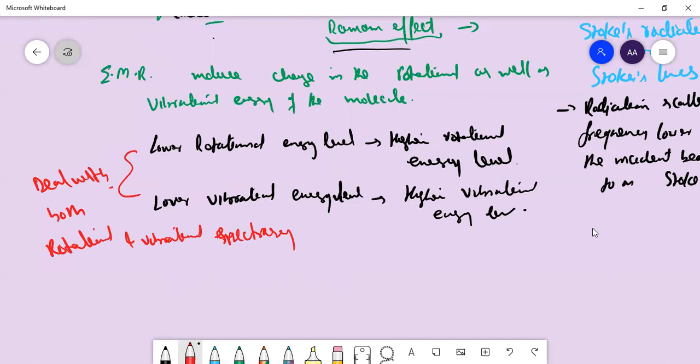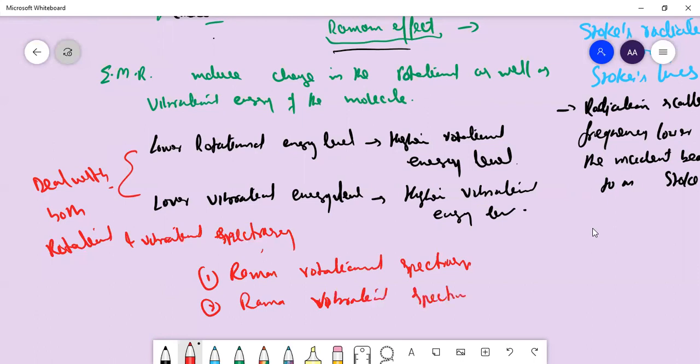Therefore, we have to study two branches of Raman spectroscopy. One is Raman rotational spectroscopy. Another one is Raman vibrational spectroscopy. So this is all about the introduction of our Raman spectroscopy, how Raman spectroscopy arises, and on what basis it arises.